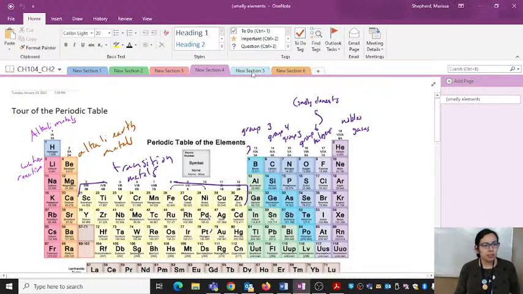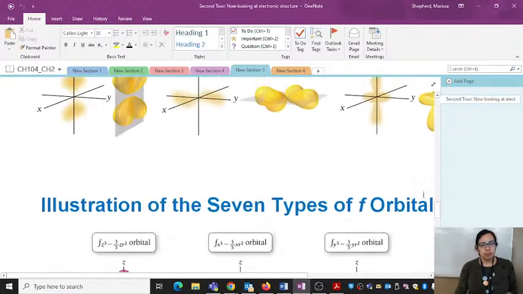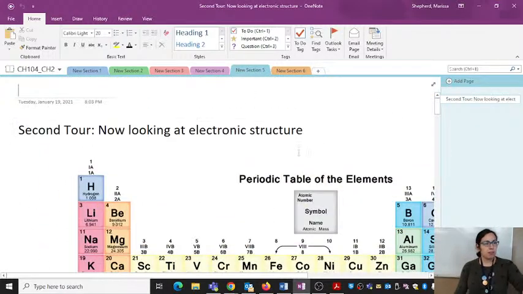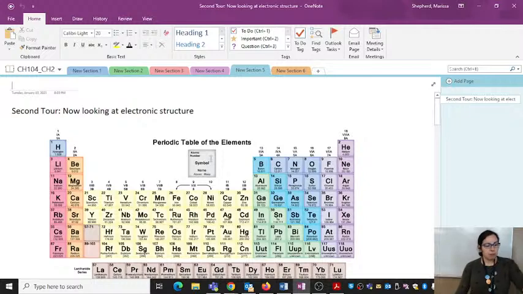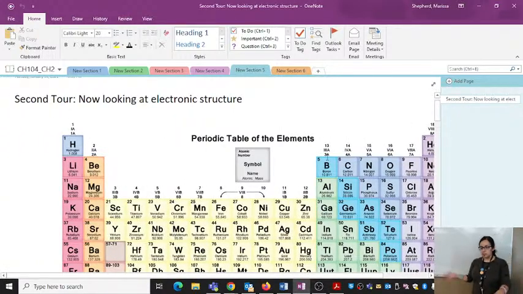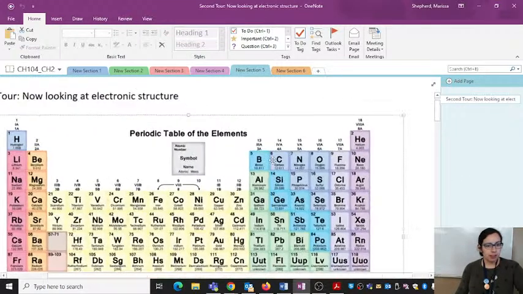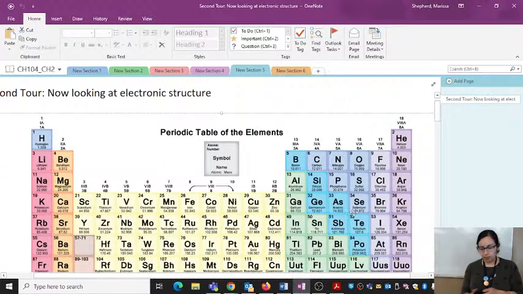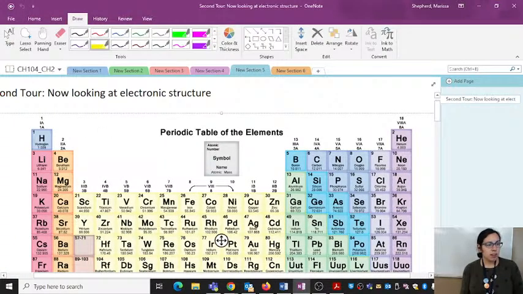All right, so let's take what I want to call a new tour of the periodic table. Now we want to look at the electronic structure and start to understand why the periodic table is in this funny order and why things react the way they do. So now let's look at this, so we're starting here.